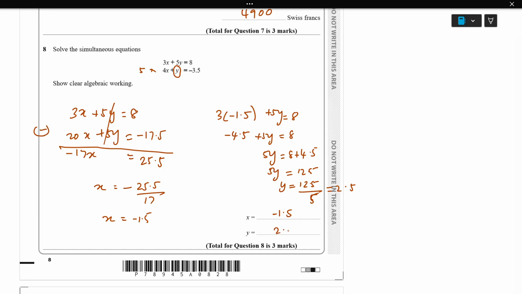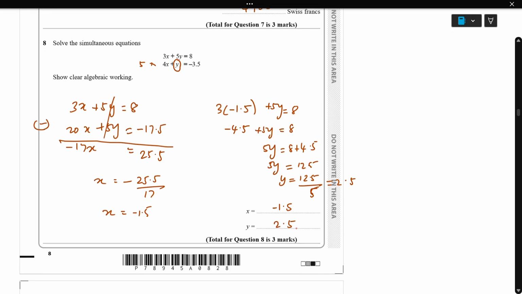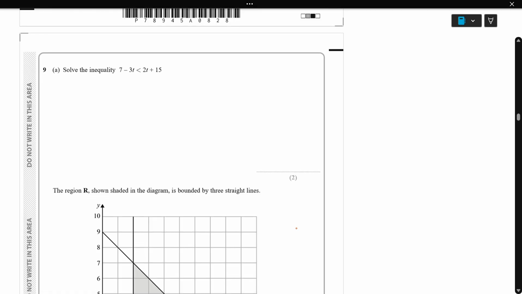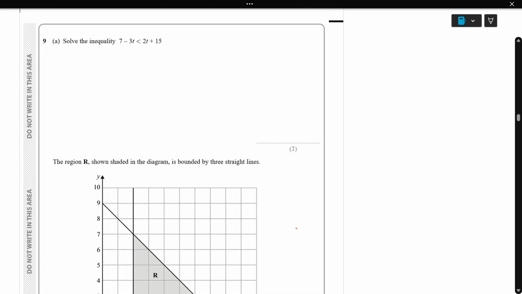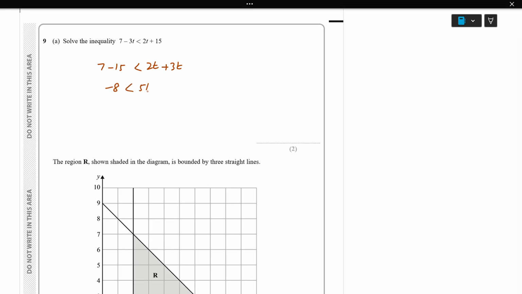So y value 2.5. Next, solve the inequality. Okay, so I'll bring all the t to one side. This 15 I'll bring here, it's negative 15 less than 2t, then this 3t, bring it to the right side, it becomes 3t. So 7 minus 15 is going to be minus 8 less than 5t.